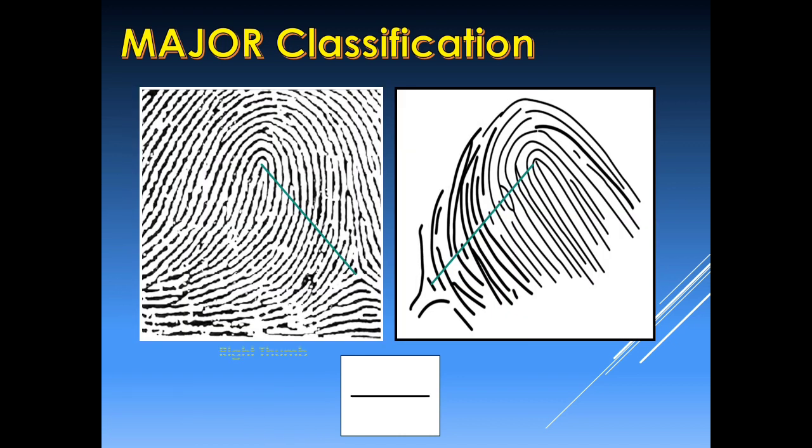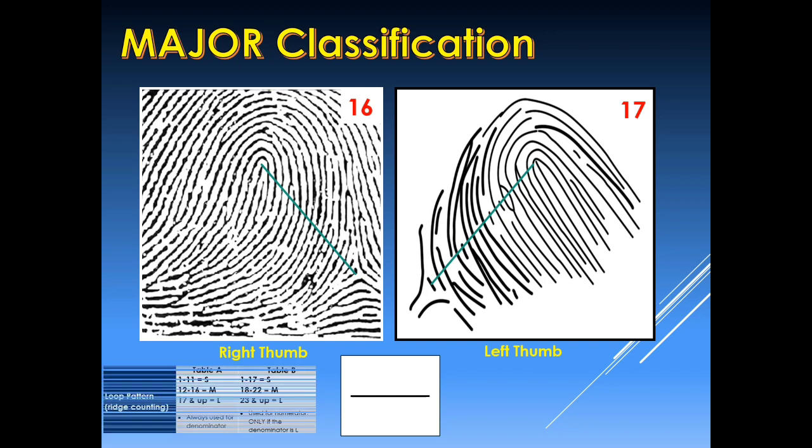For instance, this pattern is our right thumb, and this fingerprint pattern is from the left thumb, and we have here the ridge count. We are going to use again the table since this is a loop pattern, both loop patterns. So of course, we are going to use table A for the denominator. Remember again, we will proceed first with the denominator before we proceed with the numerator. So here we have 17 ridge count. So since 17 ridge count, this is capital letter L. So this is our denominator.